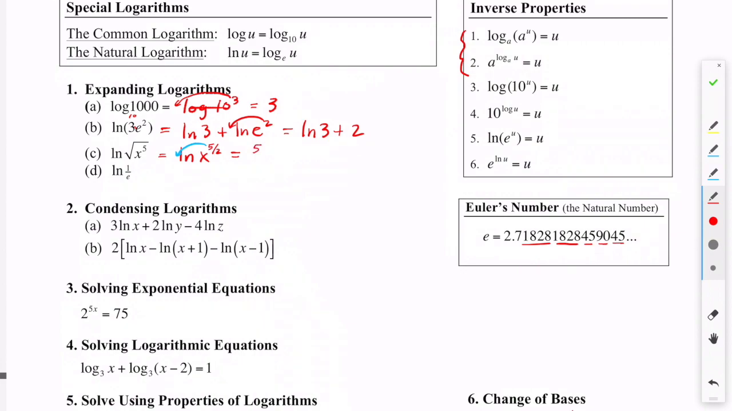I can say that's a 5 over 2 ln 2. That looks fully expanded then. And I could figure that out on my calculator because the natural log, the ln, is a built-in feature, a built-in button on my calculator.